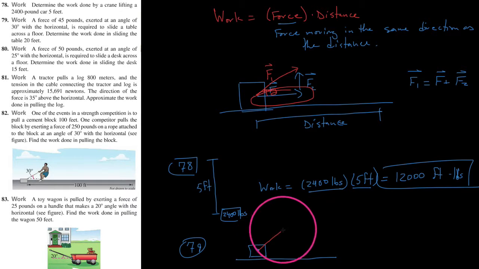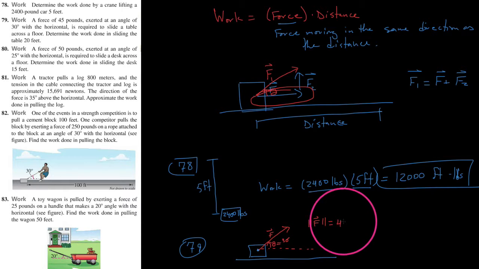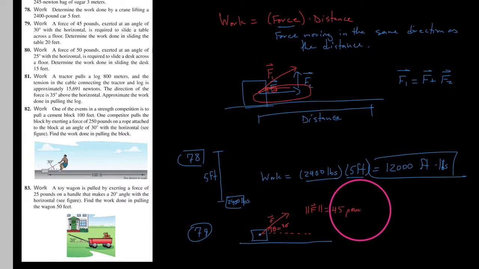But we know that this is the force vector that is doing the work right here. And in terms of the angle that it's making with this horizontal, this angle in this case is given as being 30 degrees. And we know the magnitude of our force is 45 pounds. The only thing else that we would need to know is the amount of distance. And in this case, the distance that we're traveling is 20 feet.